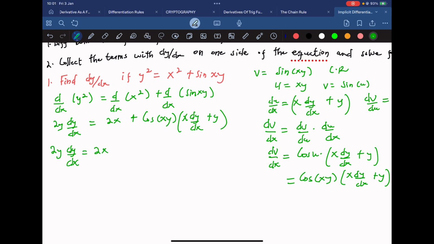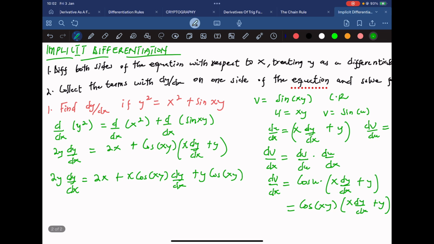2x plus, now we can distribute cosine of xy here and here. So if we multiply it by the first term, we have x cosine of xy dy/dx, and if we multiply it by the second term, we have y cosine of xy. So that's step one.